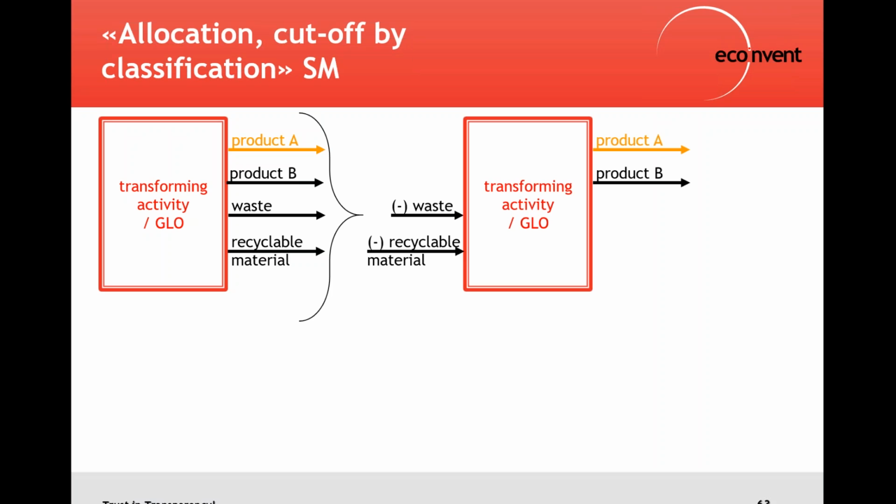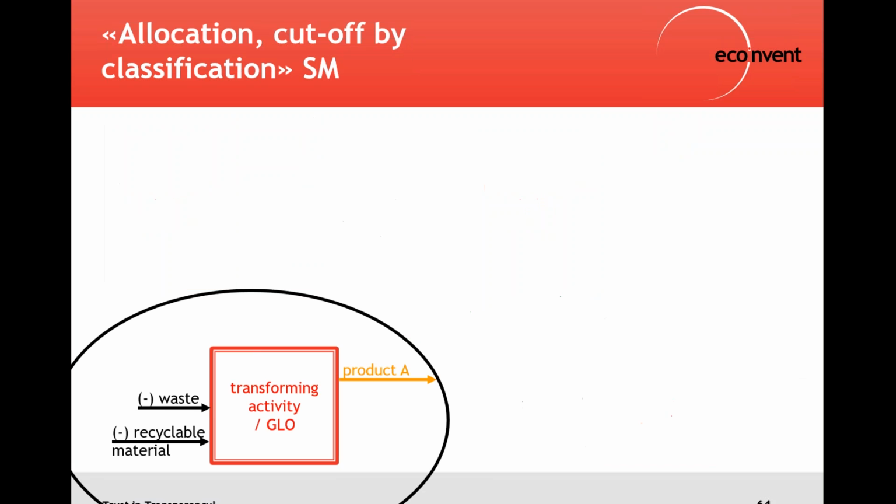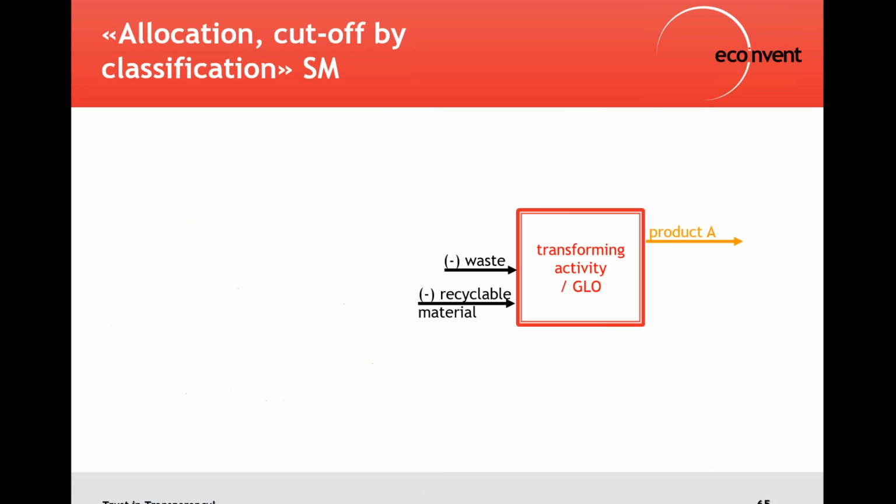What will happen is, first, as we have seen, the waste and the recyclable material are products that will need a treatment, or maybe a disposal for the waste or a treatment for the recyclable material. They will be moved into the input side with a negative sign. This maintains mass balance, as we have seen already, and allocation will happen here between the product A and product B. Let's just focus on this product A. So let's just focus on this part.